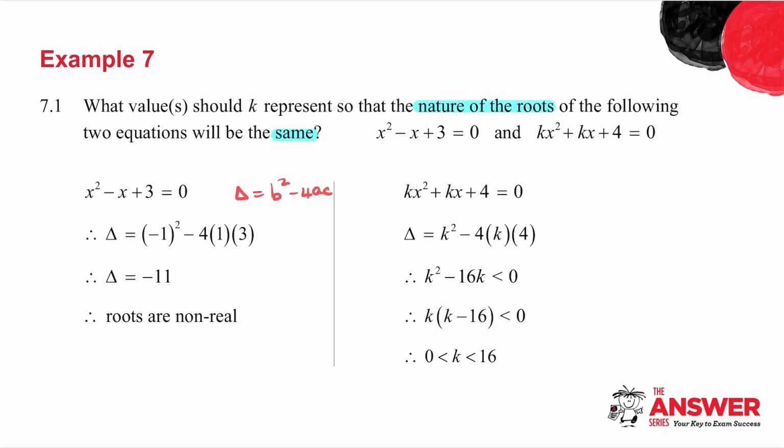Factorize. You've got a quadratic with a positive k squared. The zeros are 0 and 16. Where is this less than 0? It's less than 0 there. In other words, when k is greater than 0, less than 16.